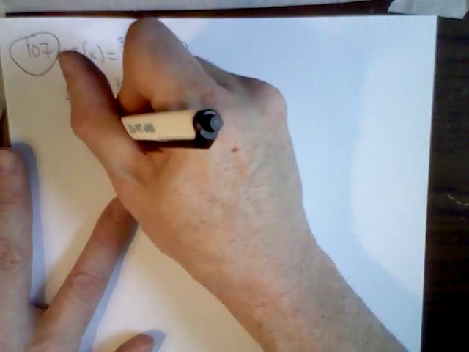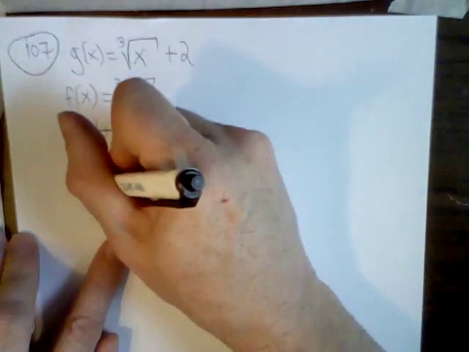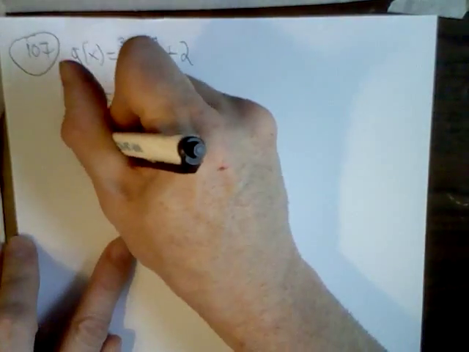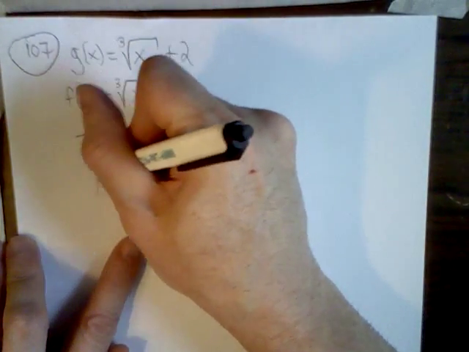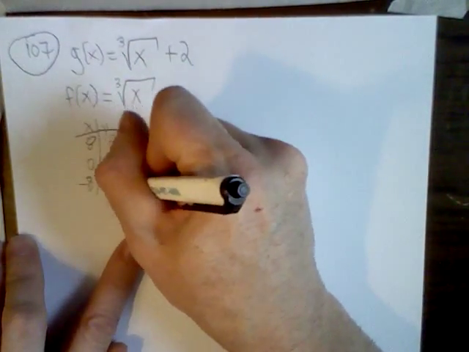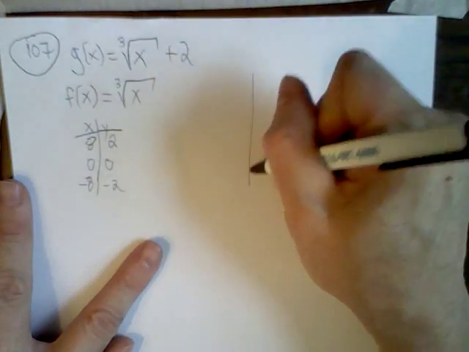Again, if you want to, you could do a mini t-table. Use some values like 8. The cube root of 8 is 2, and then 0 is 0. Negative 8 is going to give me negative 2.